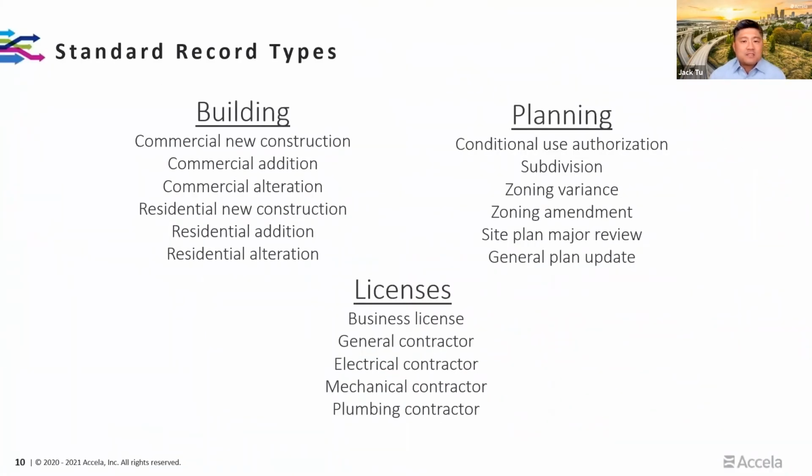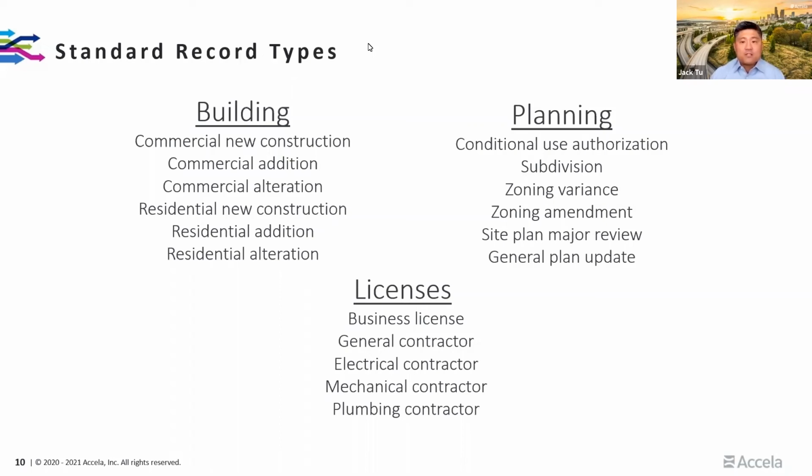All right, so this next slide is going to talk about our standard record types. This is just an example of some of the standard records within our Civic applications. For our building Civic applications, we have commercial new construction, commercial addition, commercial alteration, residential new construction, residential addition, and residential alteration. There are a lot more in these. These are the ones we've seen used most often, and that's why we've listed them here.